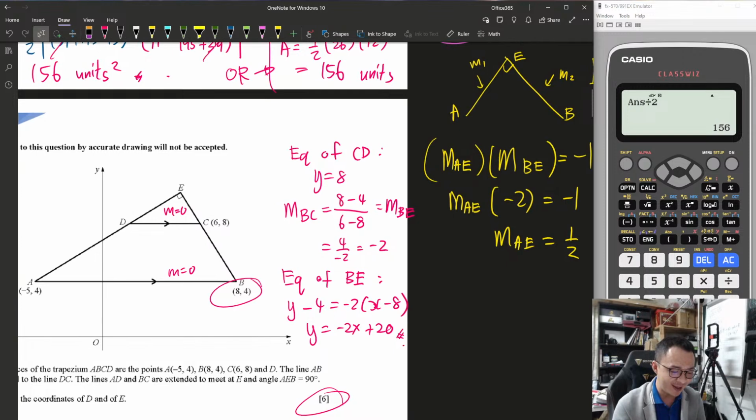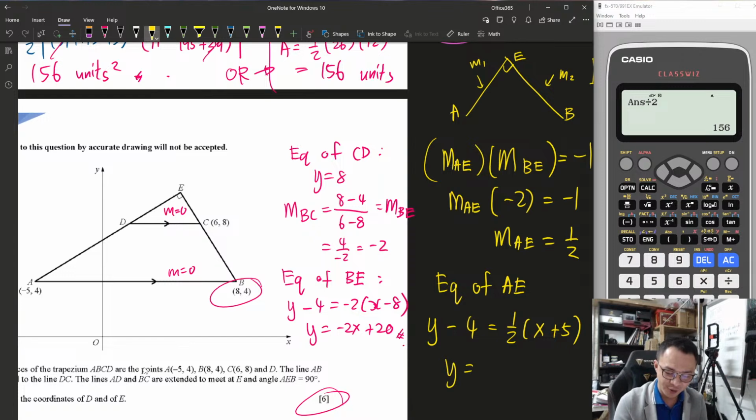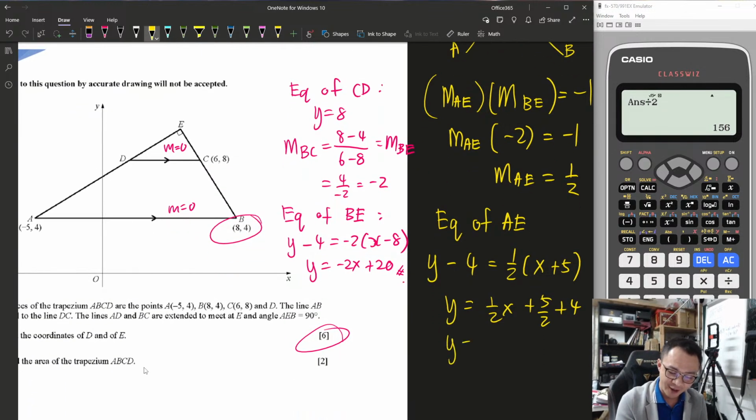Now I got the gradient of AE. I can find the equation of AE using coordinate A. So y minus y1, 4, equals 1 over 2 times x minus negative 5, plus 5. So my y equals 1 over 2 x plus 5 over 2 plus 4. So therefore, y equals 1 over 2 x plus 13 over 2. Okay, this is the equation of AE.